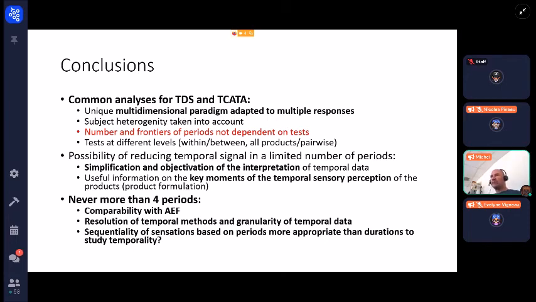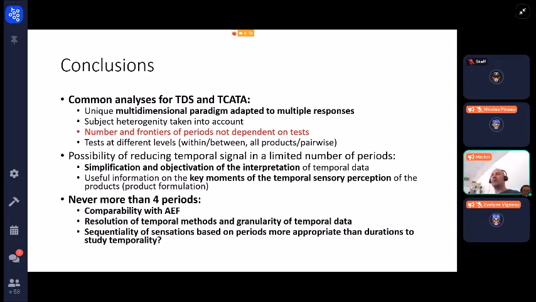It is possible to reduce the temporal signal to a limited number of periods. So it is a simplification and maybe an objectivation of the interpretation of this temporal data. And maybe it is the right level that can be useful. These key moments of the product maybe can help industrials to better formulate their products. And finally, there were never more than four periods.